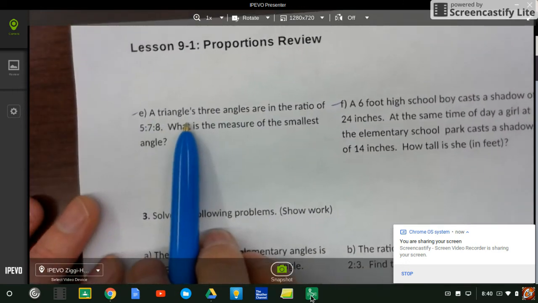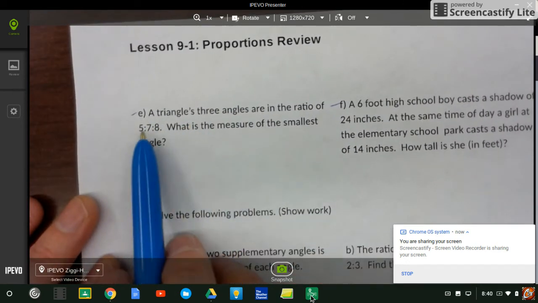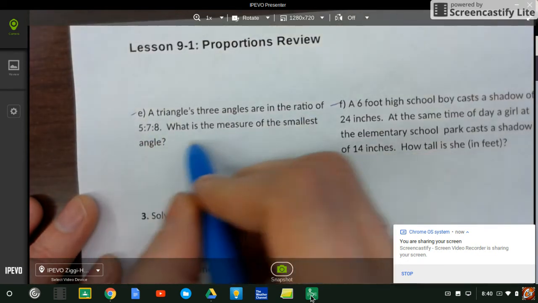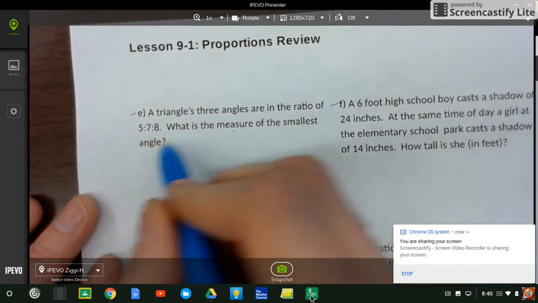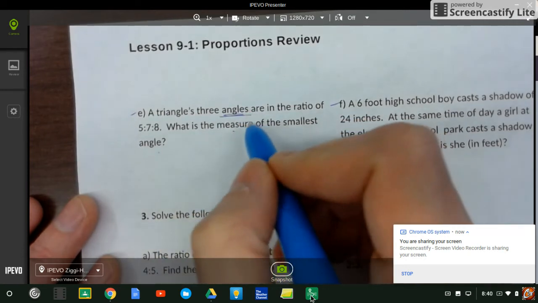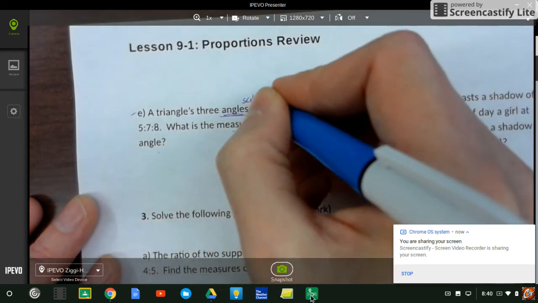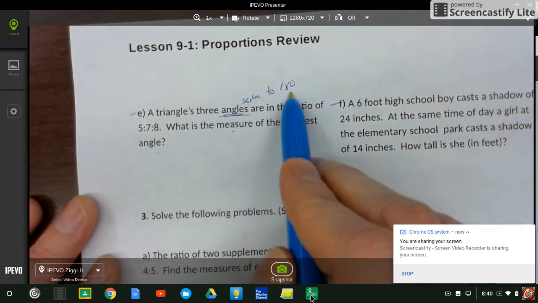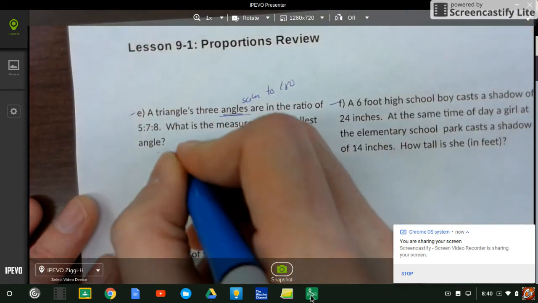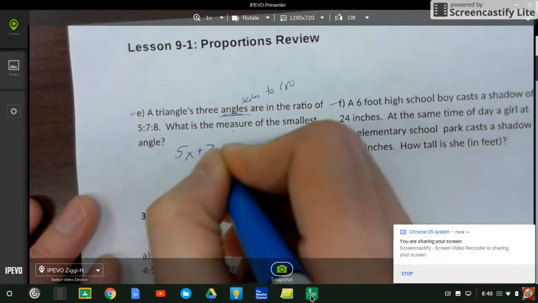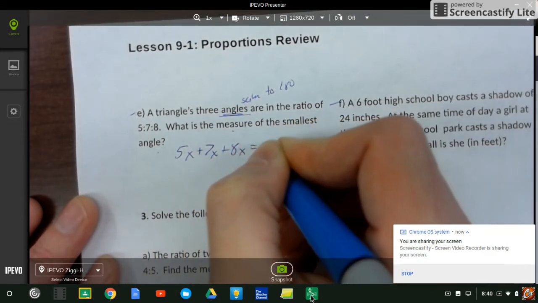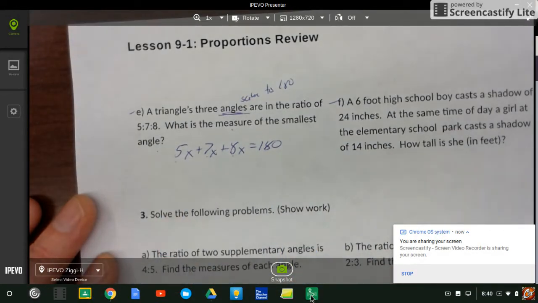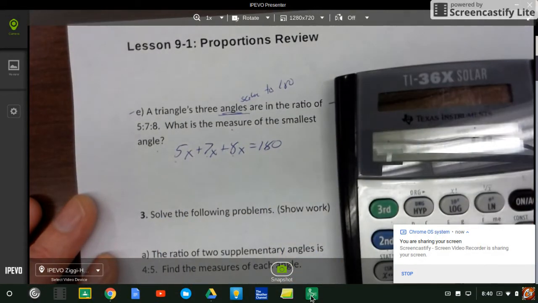Here's a triangle, has 3 angles in a ratio of 5 to 7 to 8. Okay, now here we want to know what's the measure of the smallest angle, but we do know something about the angles. Angles of a triangle sum to 180. So I've got ratios that sum to a number. So that means I'm going to put the same number with each of them. Because I know 5 plus 7 plus 8 doesn't add up to 180, but there's some other factor that gets multiplied.